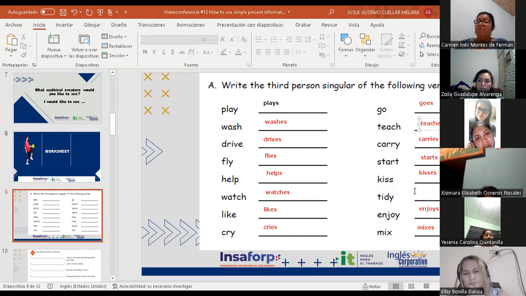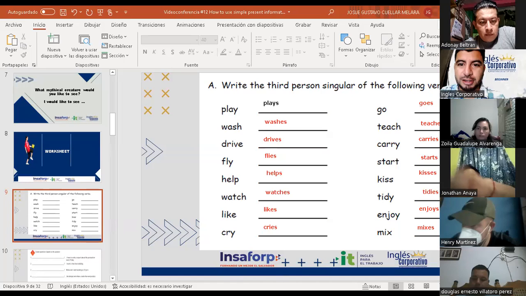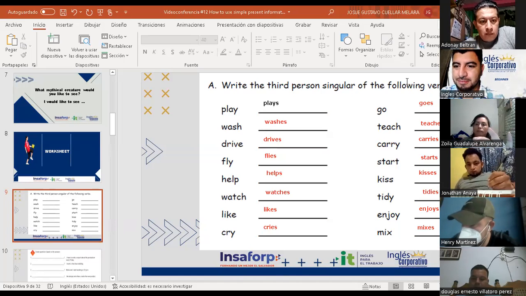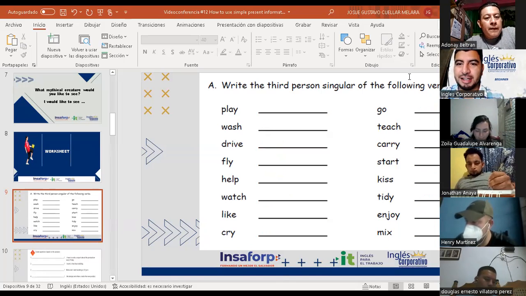Okay, Soily. Tidy. Tidiest. Yes, that's it. Okay, good. You did it really good. Ya no tenemos problemas con las terceras personas. Yo creo que ya están 10 de 10 listos para la vida. Okay, so no problem with this. Me alegra que ya hayamos captado la idea.